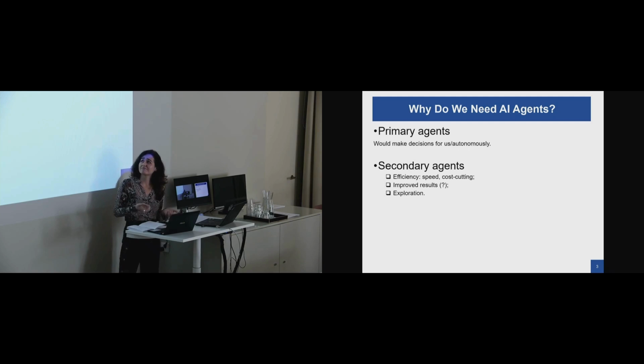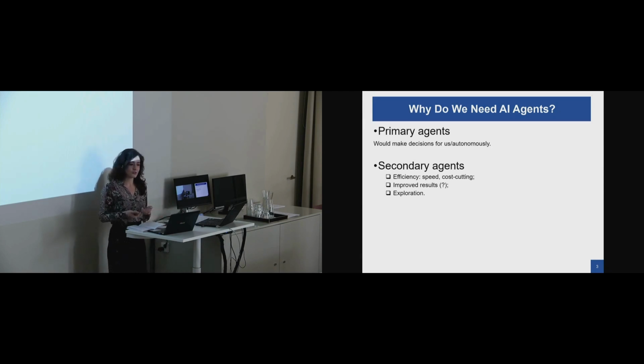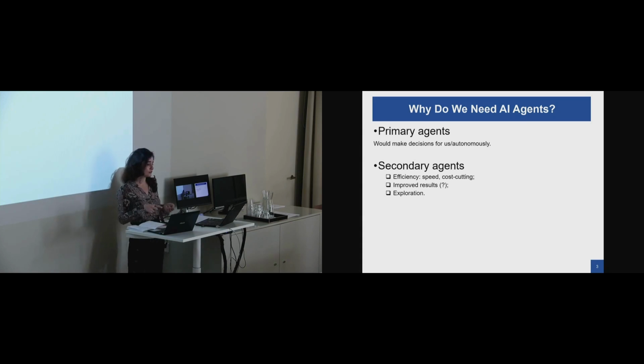I think we would use them to make decisions for us, or not only delegate decisions, because this is what we already do with secondary agents, but make decisions for us. As in, you would be able to have an AI judge or an AI doctor that would need no human input, because that is the scope of primary AI agency. That would be full agency. With secondary AI agents, we use them for efficiency. So we use them for their speed.